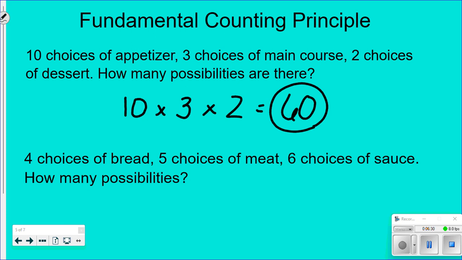Now, it depends on what they're asking. If they're asking for the sample space, then you have to make a tree diagram or a table. But if they're just asking for how many possibilities, you can use this.